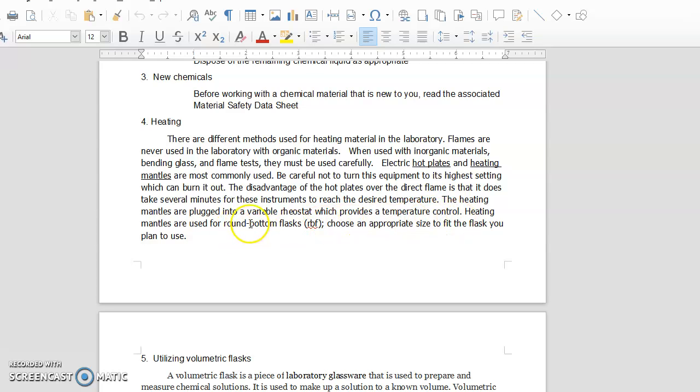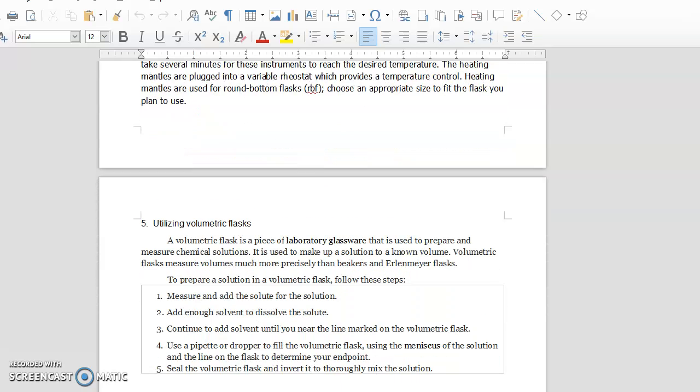Heating mantles are plugged into a variable rheostat, which provides a great deal of temperature control. So when you're doing a distillation operation with round bottom flasks or things like that, that's when you usually use those heating mantles.